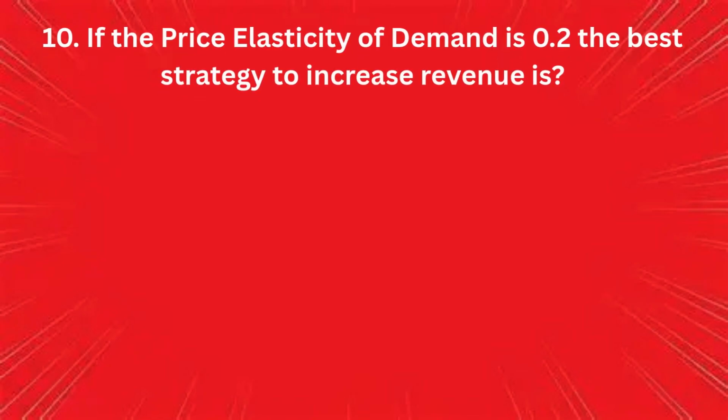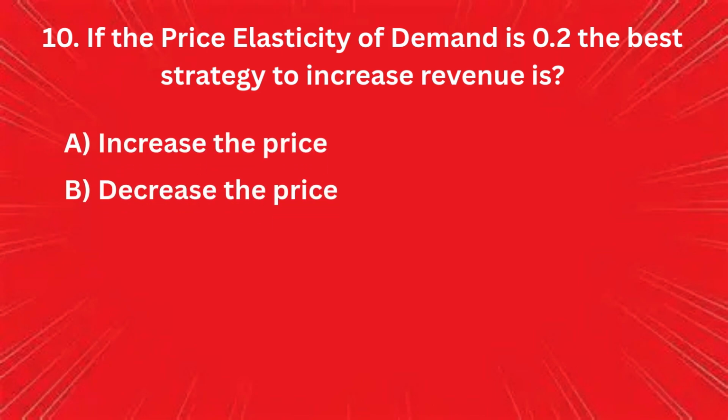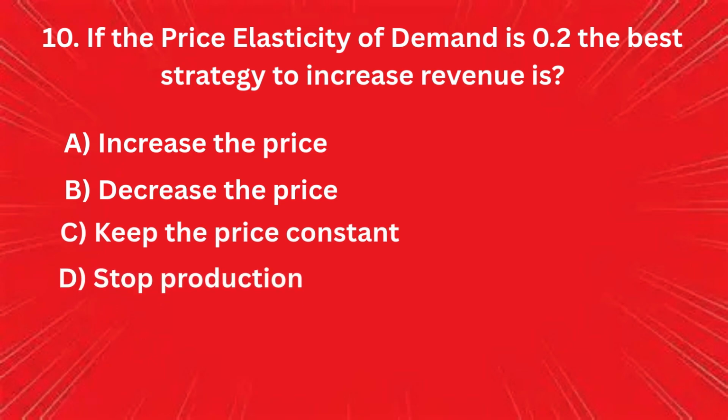10. If the price elasticity of demand is 0.2, the best strategy to increase revenue is A. Increase the price. B. Decrease the price. C. Keep the price constant. D. Stop production.